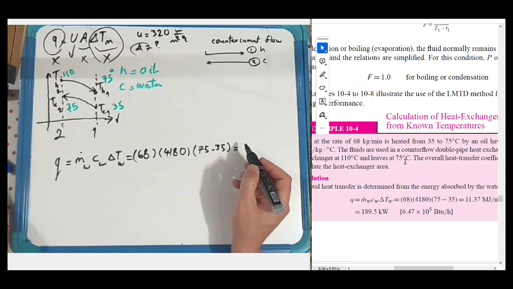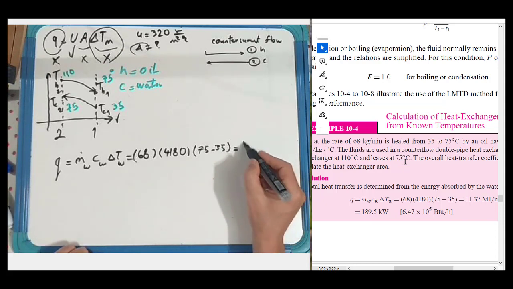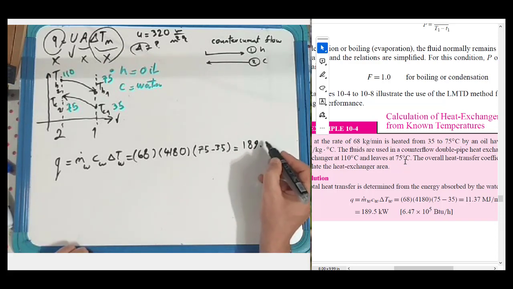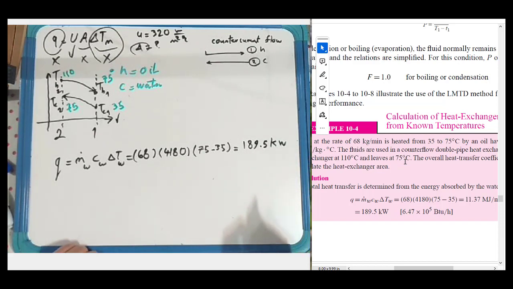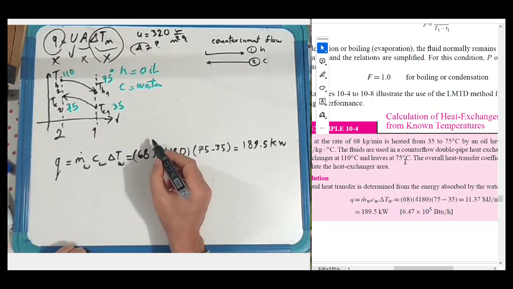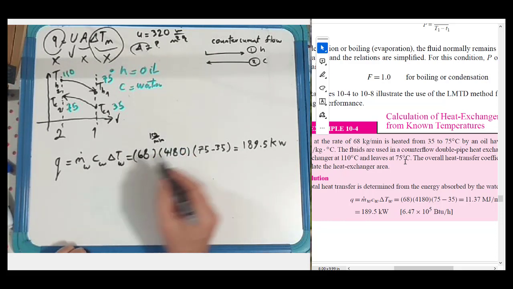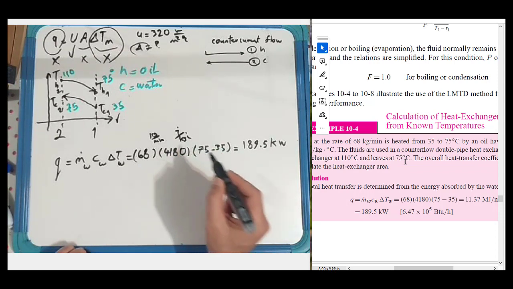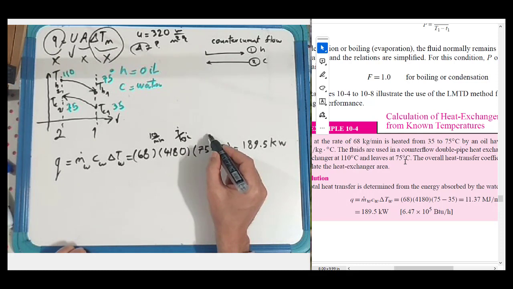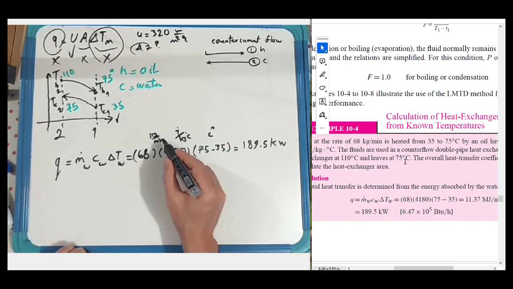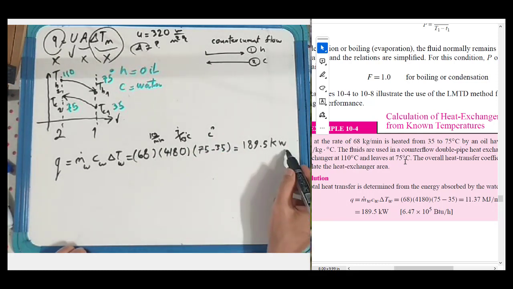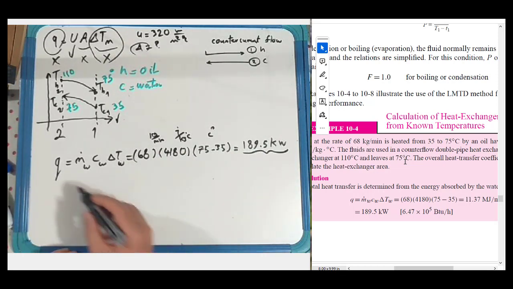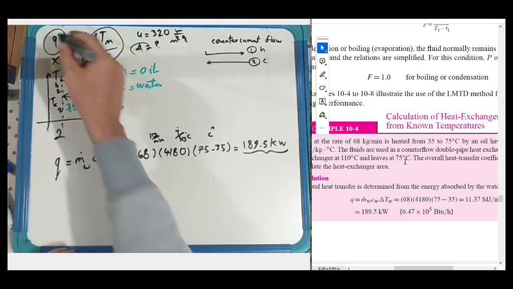The answer will be 189.5 kilowatts. Actually this is kilogram per minute, this is joule per kilogram degree Celsius, and this is degree Celsius, so we should change the units. Pay attention. The answer will be something like that. Okay, we have Q in this formula.